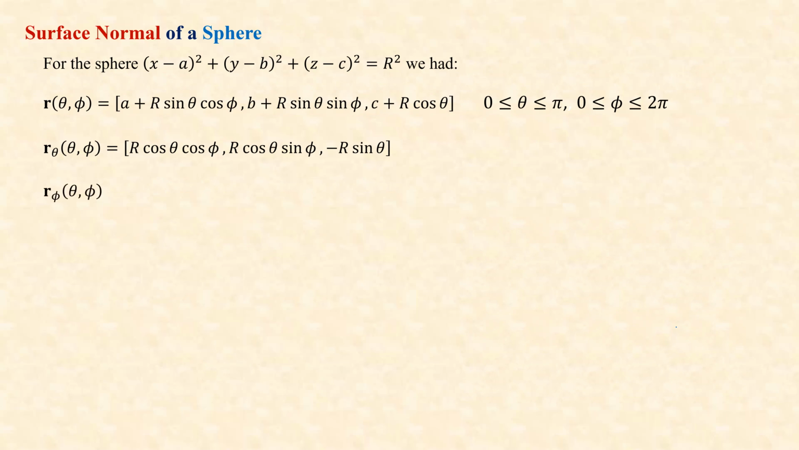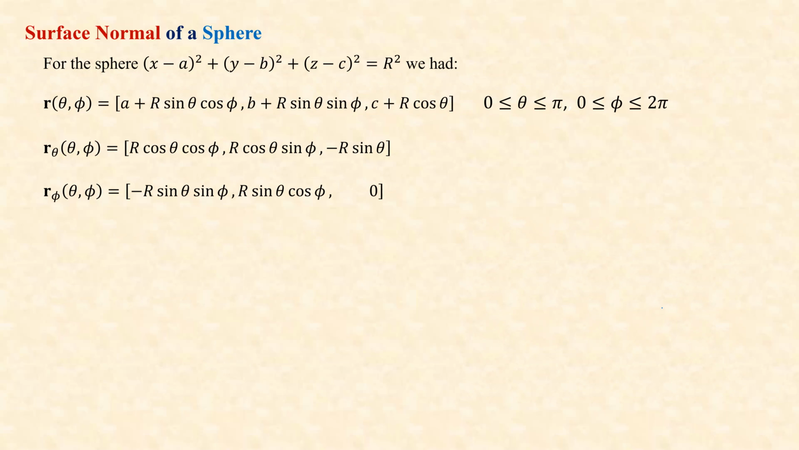And r_phi means the partial derivative with respect to phi. For the first one, cosine of phi becomes negative sine phi, so negative r sine theta sine phi. For the second one, sine phi becomes cosine phi, so r sine theta cosine phi. For the third one, with respect to phi, it doesn't depend on phi, so it becomes zero, right?